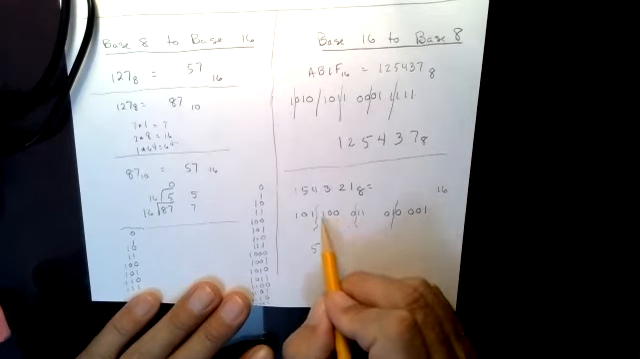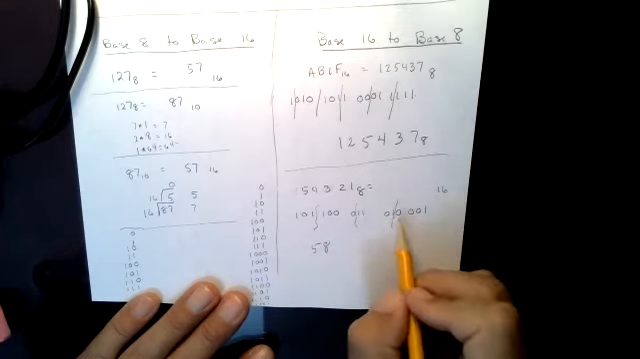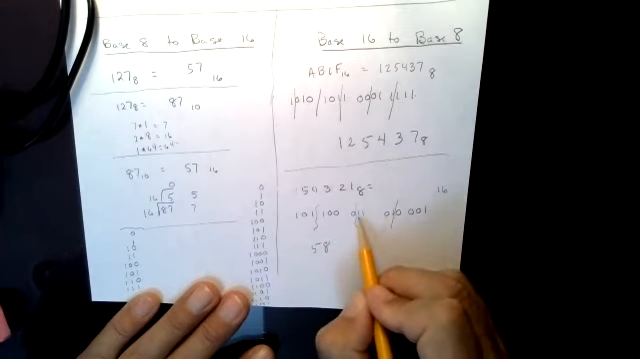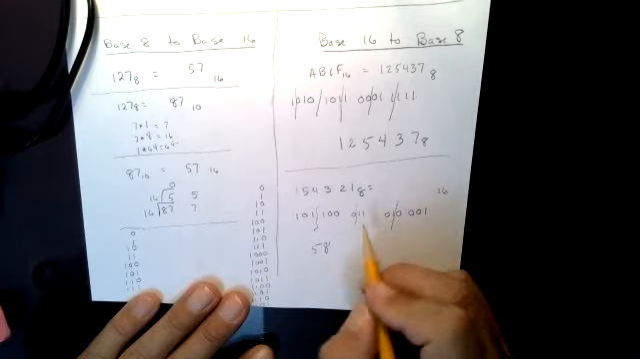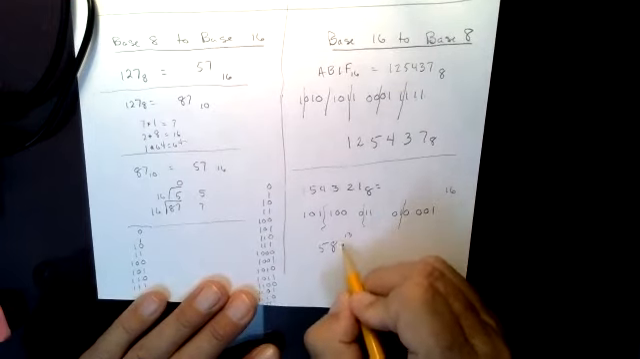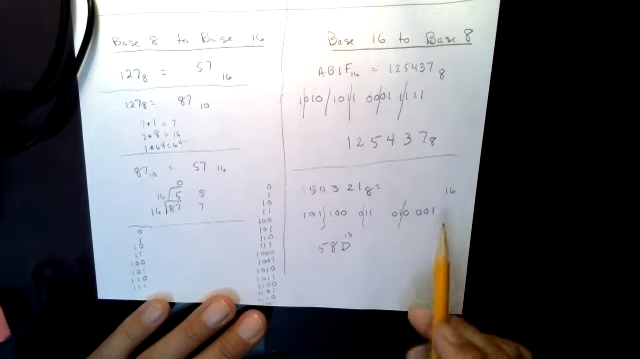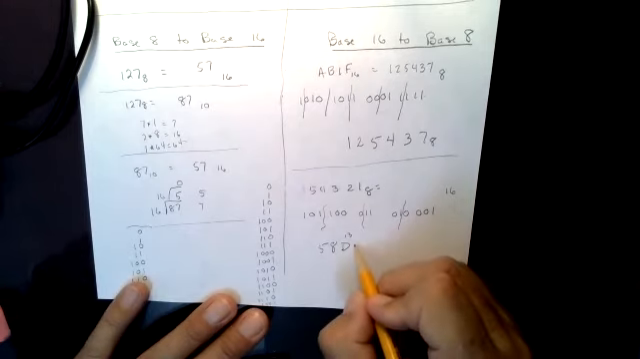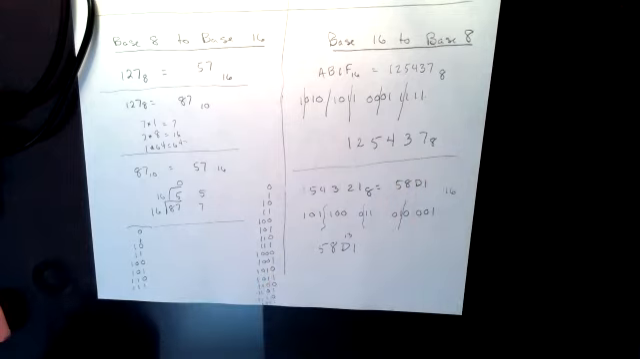0, 0, 0, 1. A 1, 2, 4. This is an 8. 1, 0, 1, 1. Okay. A 1, a 4, and an 8. That's 13. But instead of 13, we're going to put D. And then finally, the last one is just a 1. So 5, 8, D, 1.